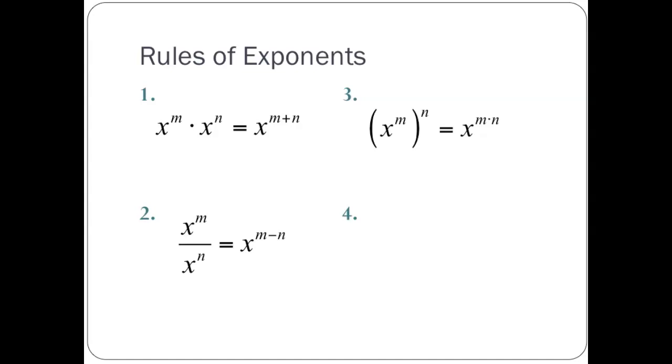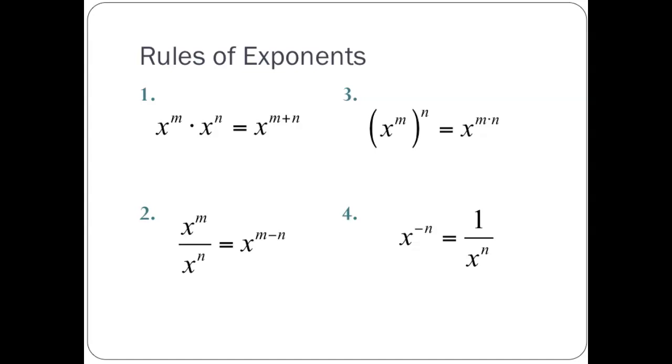And then the last rule of exponents, x to the negative n. If you have a negative exponent, you can rewrite this with a positive exponent as long as you put it in the denominator. And generally, when we are trying to simplify an expression, we do prefer to have it written with positive exponents.